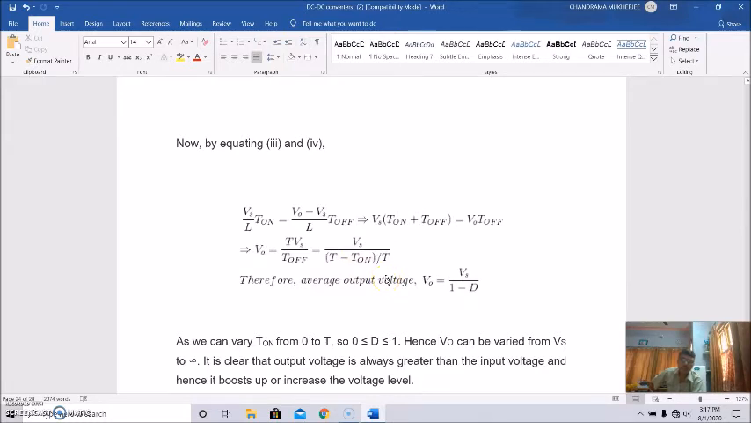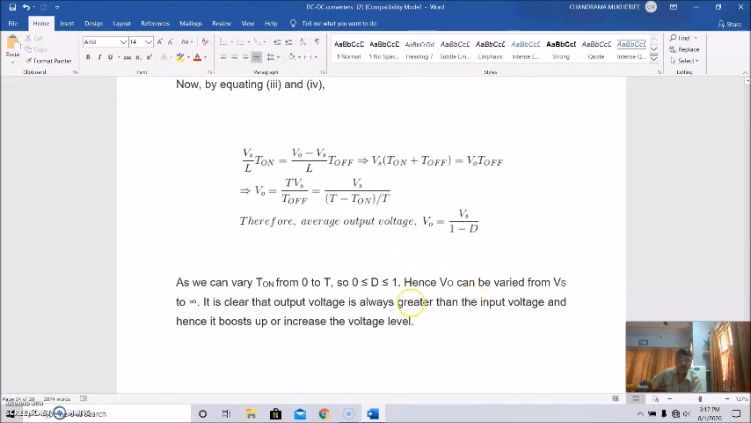So what can we write? The output will be equal to Vs by 1 minus turn on by T, and turn on by T is D, the duty cycle. Therefore the average output voltage is equal to Vs by (1 minus D). Since the value of D is between 0 and 1, V0 can be varied from Vs to infinity. If D is 1, it is infinity. If it is 0, it is Vs.